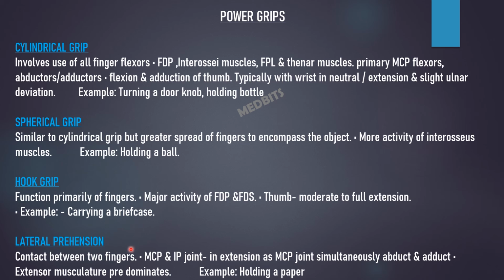Lateral prehension: contact between two fingers, with the MCP and IP joints, metacarpophalangeal and interphalangeal, in extension, while the metacarpophalangeal joint simultaneously abducts and adducts. Then extensor musculature predominates. An example is holding a paper. Okay, now guys, let's go to the next slide.